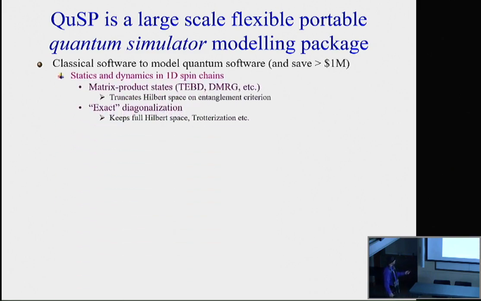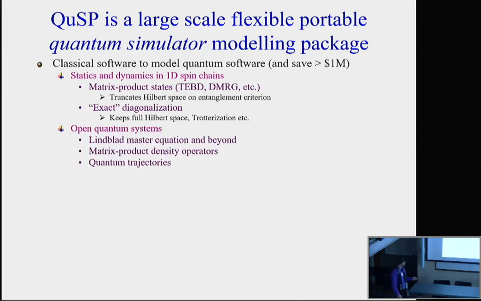So that's why this kind of software is very important. It does statics and dynamics in 1D spin chains. For example, it does matrix product state methods like TEBD, DMRG, etc. It does exact diagonalization, which means I may, for example, use trotterization in time.